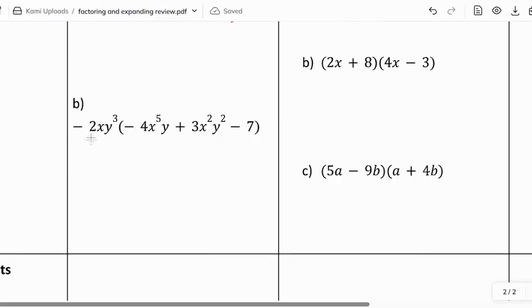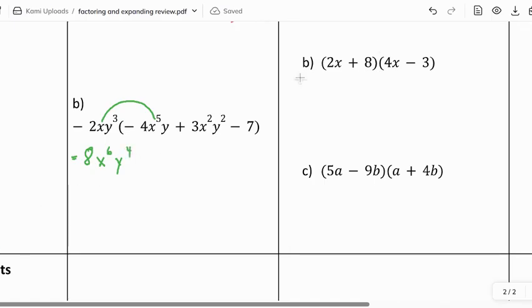Okay, so once again, it's a monomial. So if I have a monomial, I'm just drawing an arc between the monomial and each term. Okay, negative times negative, so I get 8. Now, the x's multiply each other and the y's multiply each other. And so I'm just adding the exponents. x times x^5 is x^6. y^3 times y is y^4.